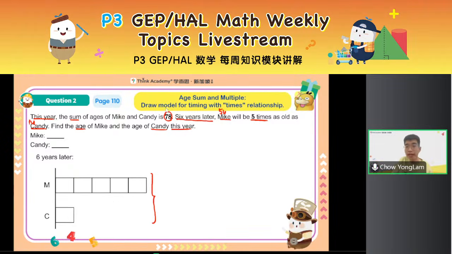This year, their age sum is 78. But what about 6 years later? What will their age sum be 6 years later? Is it still 78? If you know the age sum 6 years later, please type it in the chat. Is it 78? If it's not 78, then what is it?